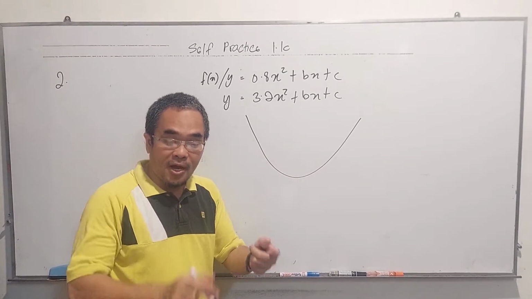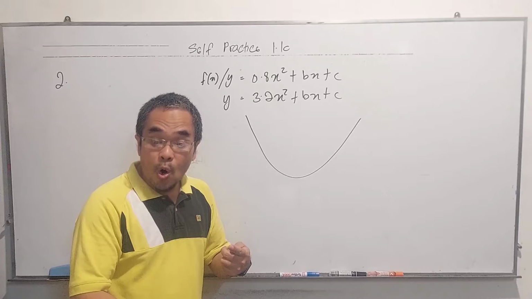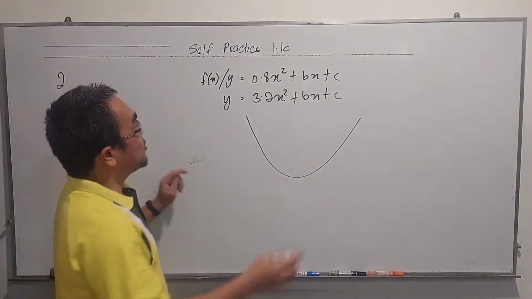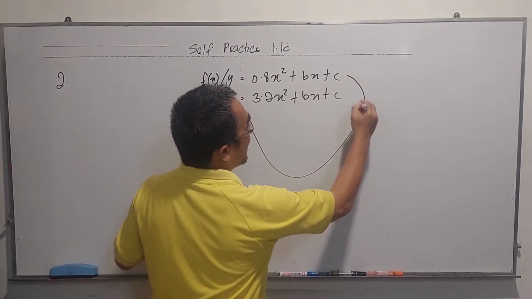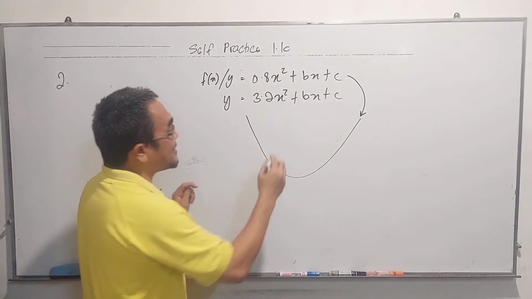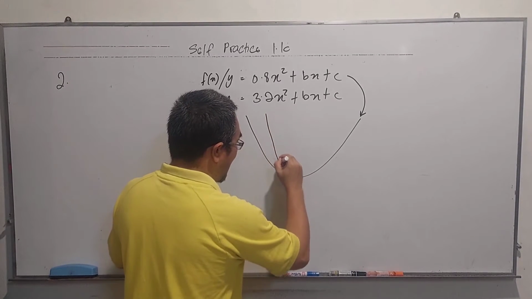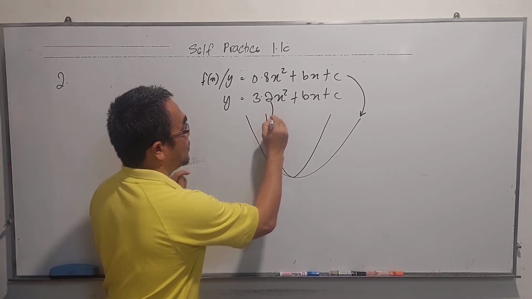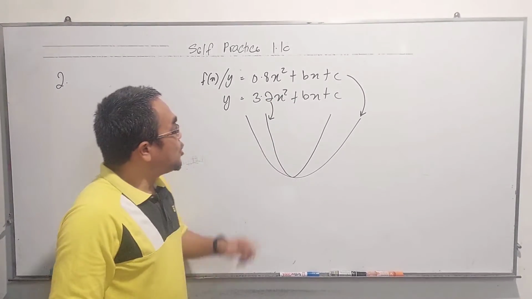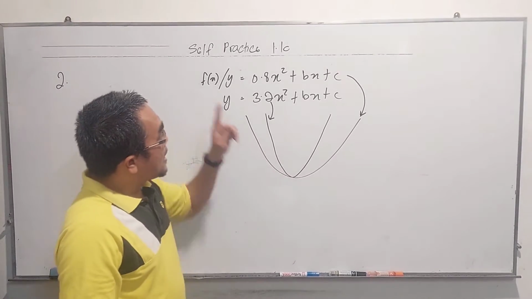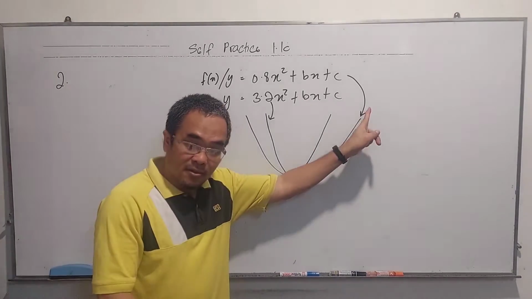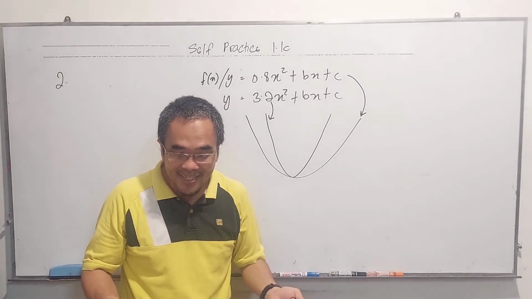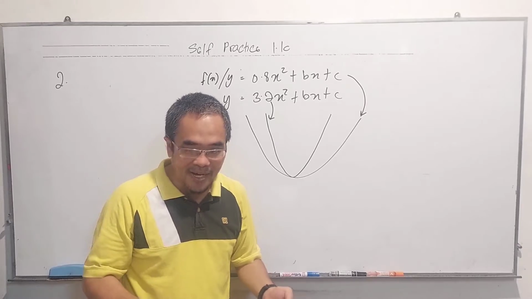If you are using the graphing calculator, there are instructions you can draw a few figures at the same time. Okay, then we can compare. So let's say this is the graph where A is 0.8 and there is another graph where A is 3.2. You will find that the larger graph is the one where the value of A is smaller. Okay, you can find that.